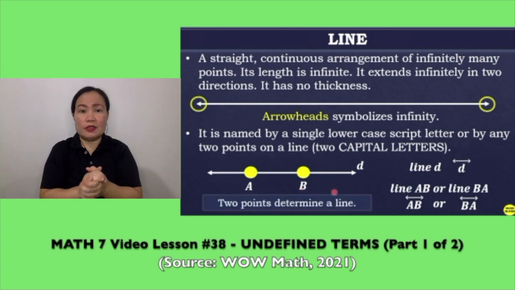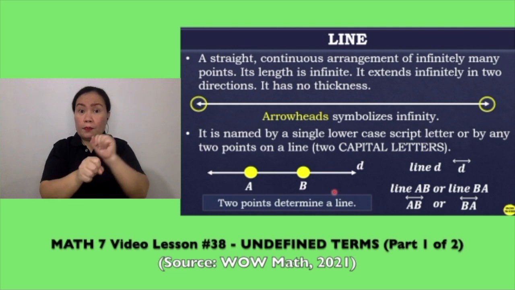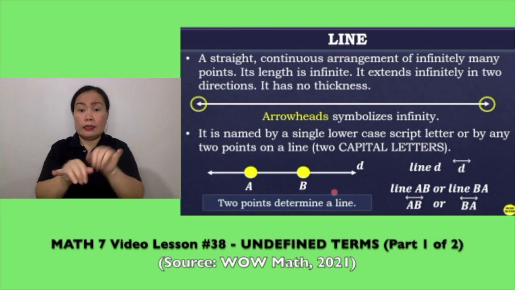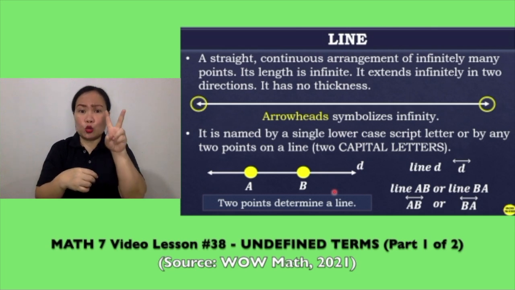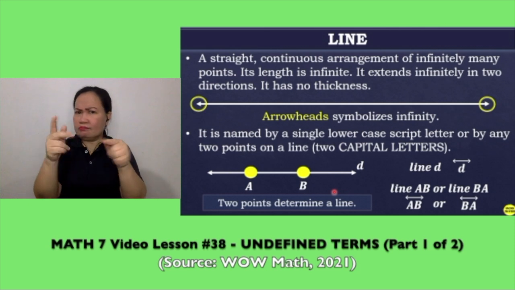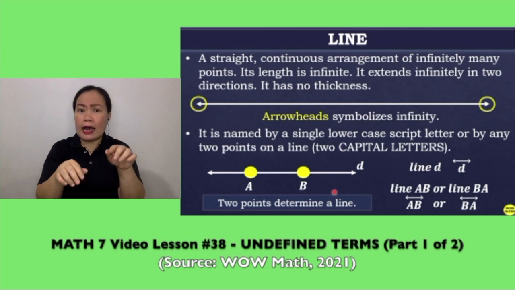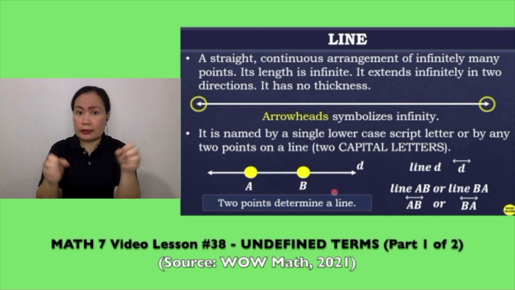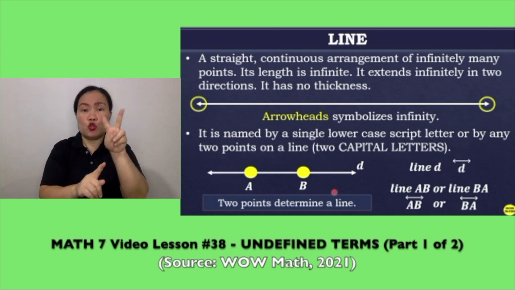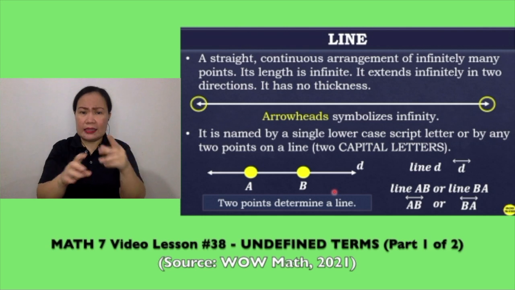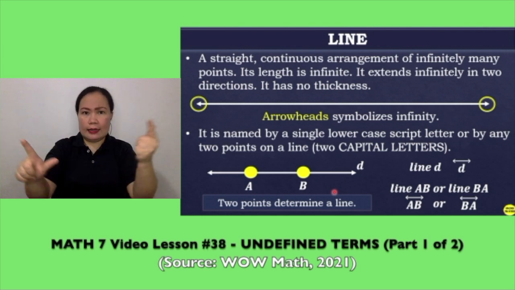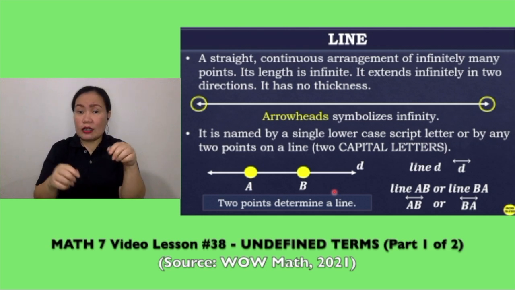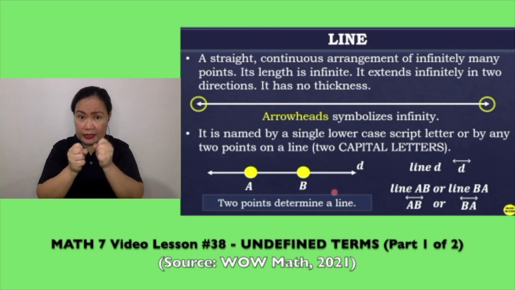So, for us to form a line, para magkaroon tayo ng line, always remember that you must have at least 2 points. Okay? So, 2 points determine a line. Kasi pag isa lang yan, hindi tayo magkakaroon ng line doon kasi that is just a point. Okay? So, dapat magkaroon po tayo at least 2 points. That's why 2 points determine a line. Always remember that. For us to form a line, you must have at least 2 points. Okay? So, yun po ang tatandaan.